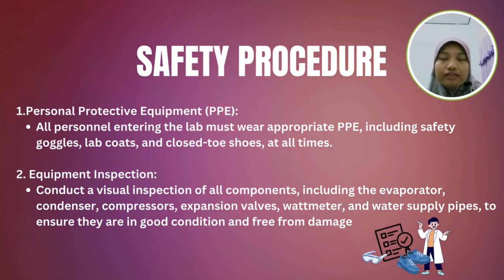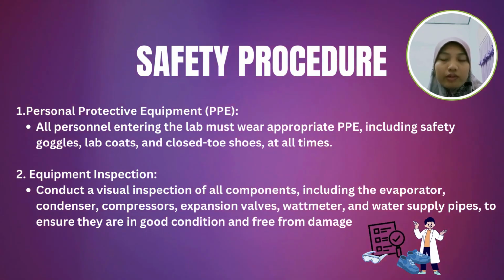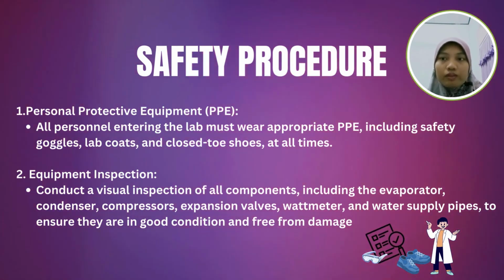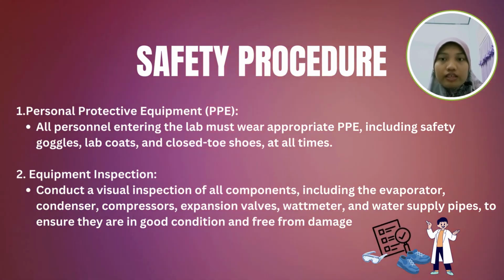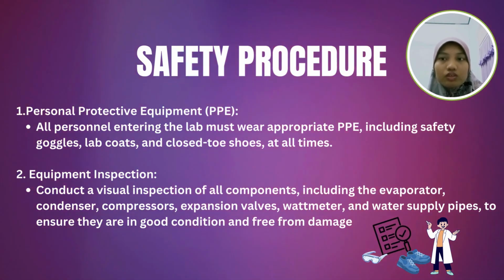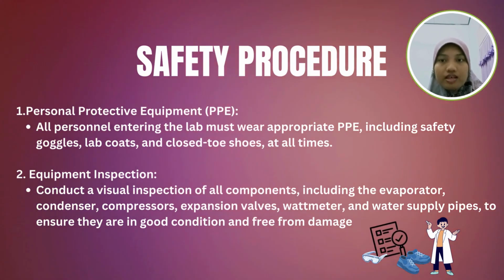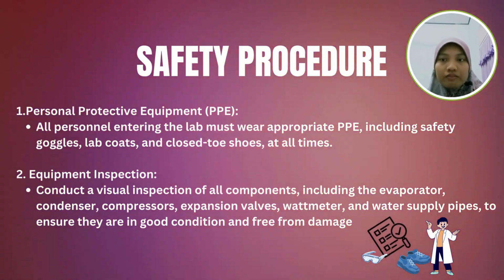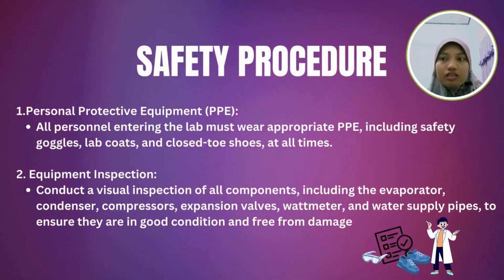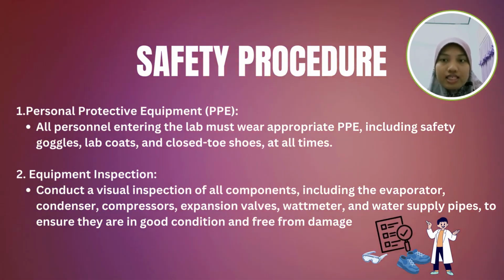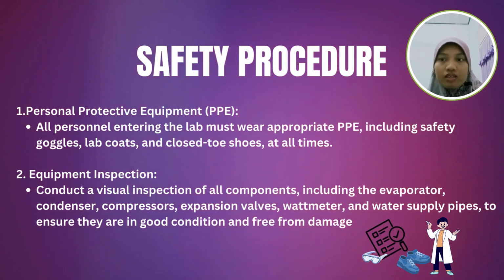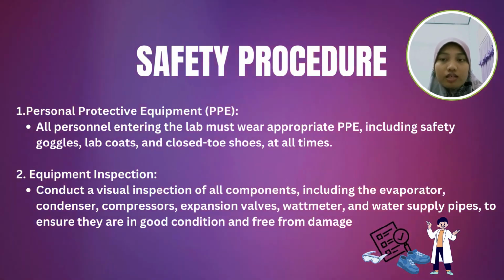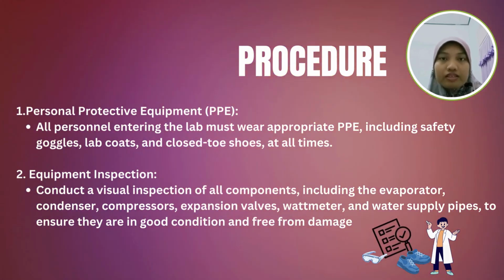Safety procedure 1. Personal protective equipment or PPE. All personnel entering the lab must wear appropriate PPE, including safety goggles, lab coats, and closed-toe shoes at all times. The second is equipment inspection. Conduct a visual inspection of all components, including the evaporator, condenser, compressor, expansion valve, watt meter, and water supply pipes, to ensure that they are in good condition and free from damage.